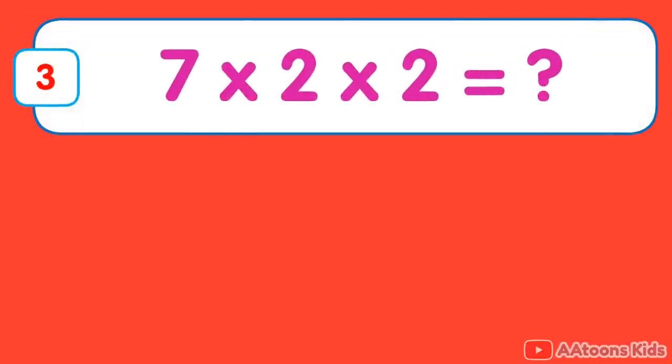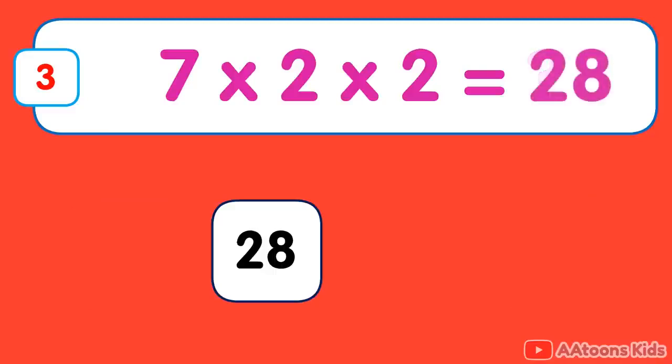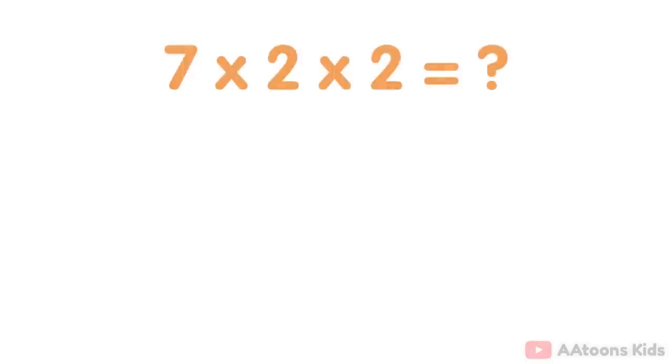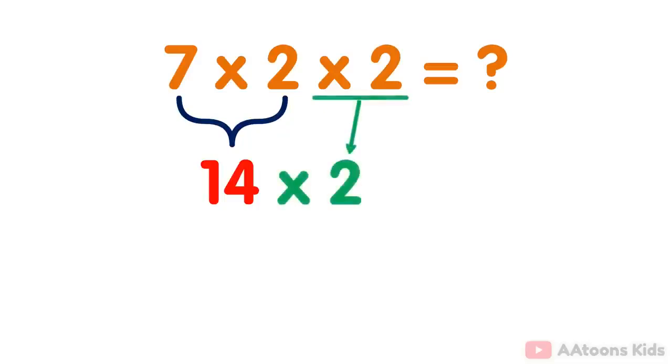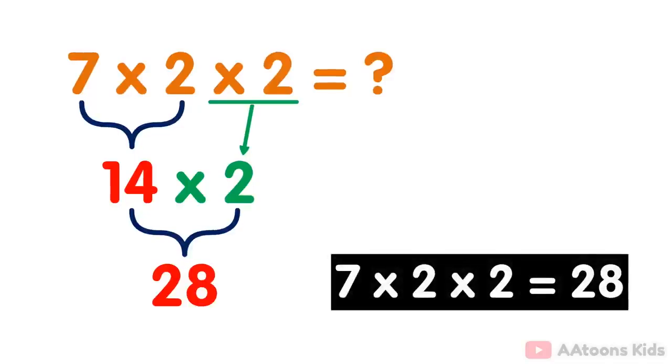7 multiplied by 2 multiplied by 2. 28. Simply multiply the numbers 7 and 2, which equals 14. Then you multiply the result 14 by 2. You will get 28. Therefore, the answer to 7 multiplied by 2 multiplied by 2 is 28.